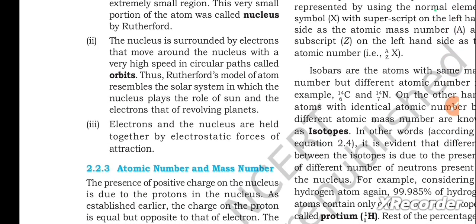Second point, the nucleus is surrounded by electrons that move around the nucleus with a very high speed in circular paths called orbits. Thus, Rutherford's model of atom resembles the solar system, in which the nucleus plays the role of sun and the electrons that of revolving planets. Third point, electrons and the nucleus are held together by electrostatic forces of attraction.